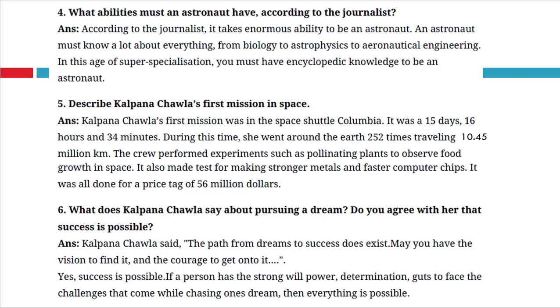Sorry, my mistake. I have written it wrong, unfortunately. It has to be 10.45 million kilometers. The crew performed experiments such as pollinating plants to observe food growth in space. It also made tests for making stronger metals and faster computer chips. It was all done for a price tag of $56 million. Right? This is how you can write it.